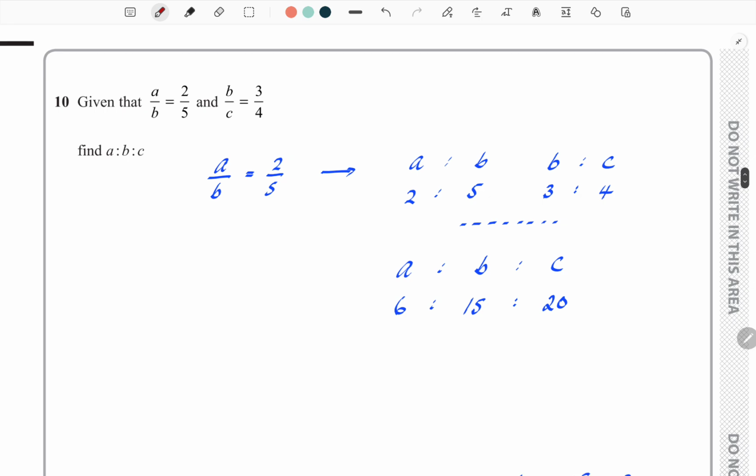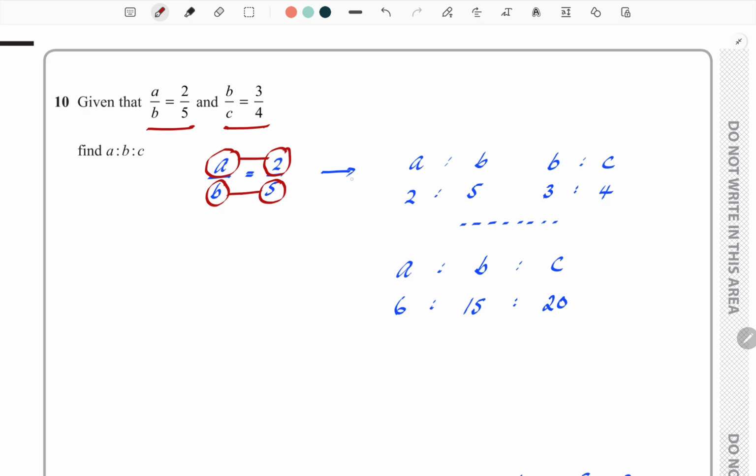Number 10. They've given two fractions, ratios, if you like. A ratio of A to B is 2 to 5, and B to C equals 3 to 4. So this is like a fraction version of ratios. And the corresponding numbers, so in this case, I'll take the first one, A, and then on the other side, the fraction has a 2 on top, and the B has a 5. So it's connected that way.